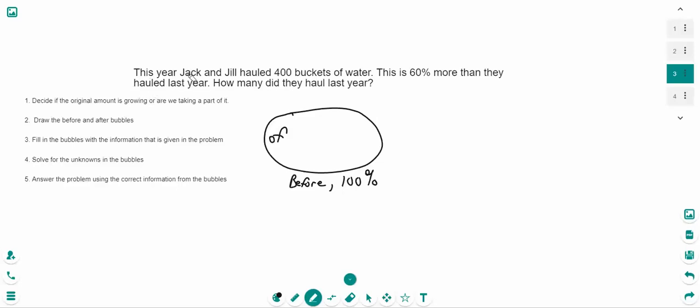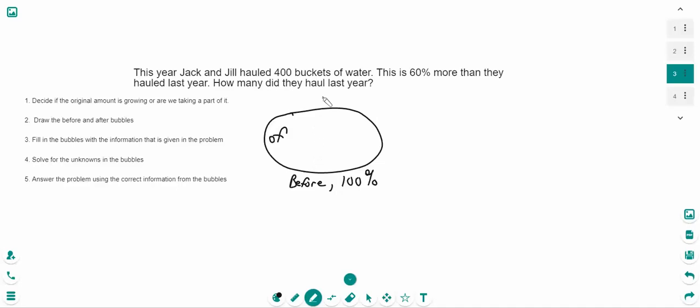So what's happening? Well, this year, Jack and Jill hauled 400 buckets of water. This is 60% more than they hauled last year. How many did they haul last year? So what's the original amount? And we usually refer to the first amount as the before. That's why we say before here. And in this case, they don't tell us what the before number is. That's kind of the question that they're asking. They want to know, how many did they haul last year? Well, that would have been the original amount, and then this year they hauled 60% more than that, which is 400 buckets. Okay, so what we don't know here is actually the original amount.